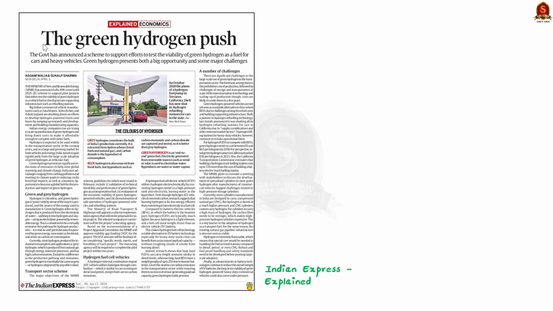Look at this news article. The Ministry of New and Renewable Energy, MNRE, has launched a scheme worth 496 crores. It states that the scheme will run until 2025-26. What does the scheme aim at? It aims to support pilot projects regarding green hydrogen. These projects will test how effective green hydrogen can be as a vehicle fuel. The goal is to explore the potential of green hydrogen and develop the necessary infrastructure to support it in India. This is the crux of the news article.